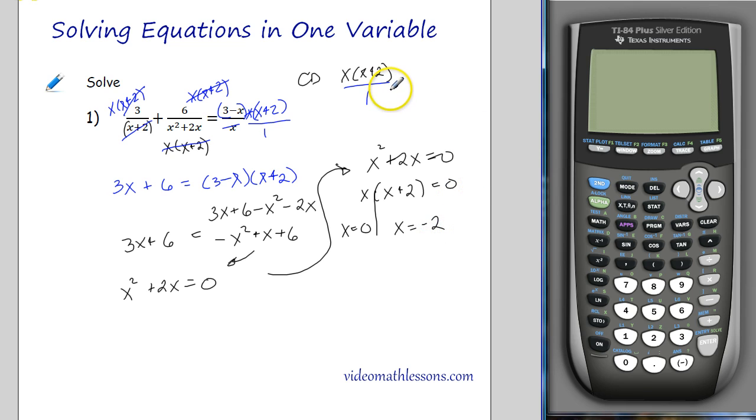Now, hold on now. The last step was to check. Now, we mentioned something undefined. Let's take a look downstairs. If I go undefined, it is bad. x plus 2: if we plug in a negative 2 here, this x plus 2 term will go to 0. That's bad. That's undefined. So this negative 2 is a reject. It's called an extraneous root.